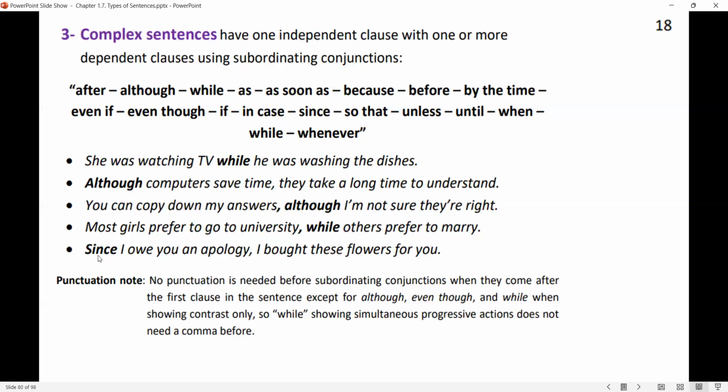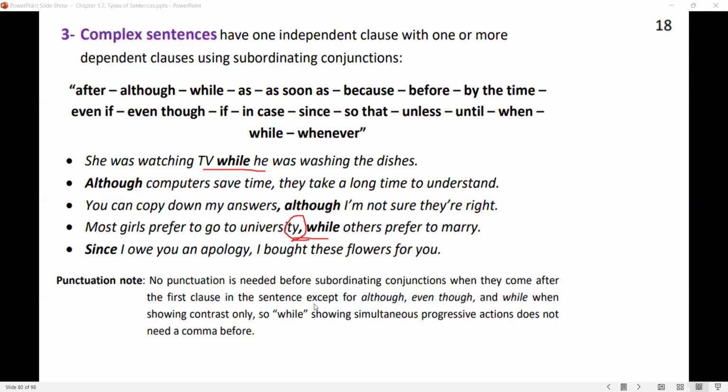So we can say it is an adverbial clause of reason. It means because here. Punctuation note: no punctuation is needed before subordinating conjunctions when they come after the first clause in the sentence, except for although, even though, and while, when showing contrast only. So while showing simultaneous progressive actions does not need a comma before it. So how can I know whether while is talking about time or contrast? By looking at the comma. If there is no comma, it means I'm talking about time. If there is a comma, it means I'm talking about contrast.